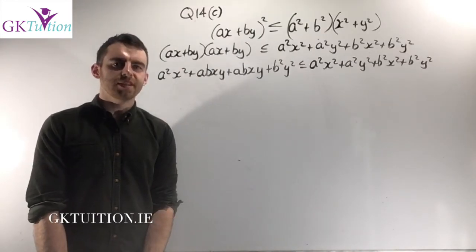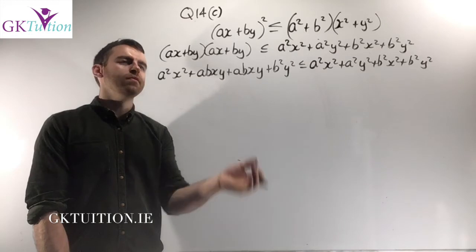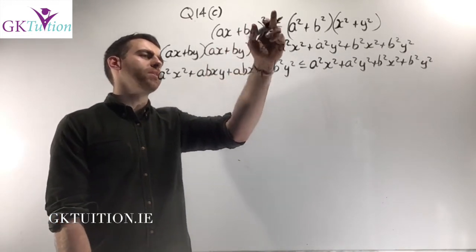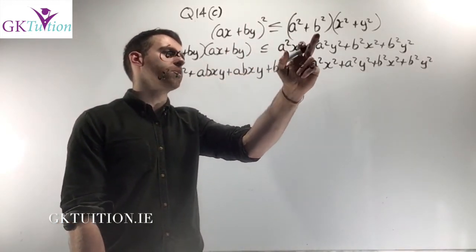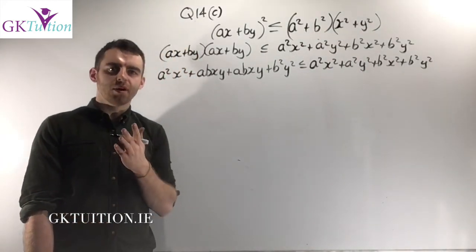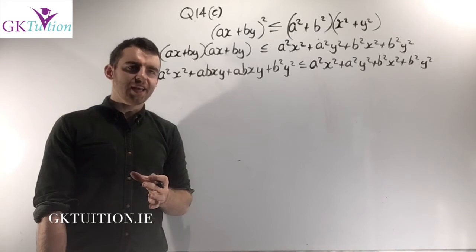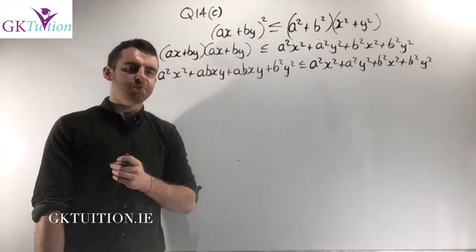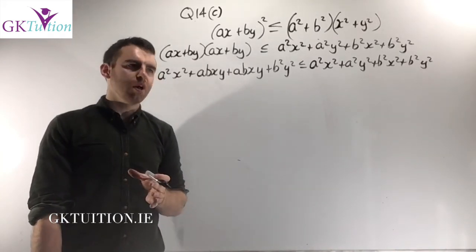Okay, in question 14, part C, we were asked to prove that (ax plus by) squared is less than or equal to (a squared plus b squared) by (x squared plus y squared). We were told that a, b, x, y were all elements of R. Once again, this is like question 6 on the previous page. This is an abstract inequality.